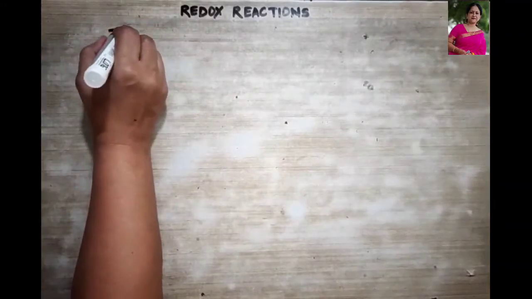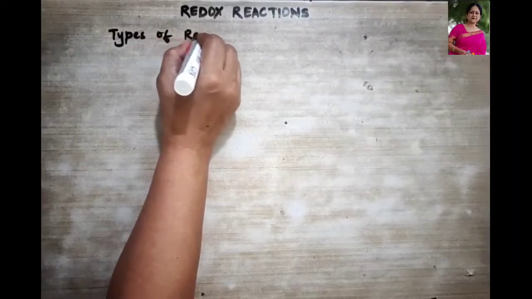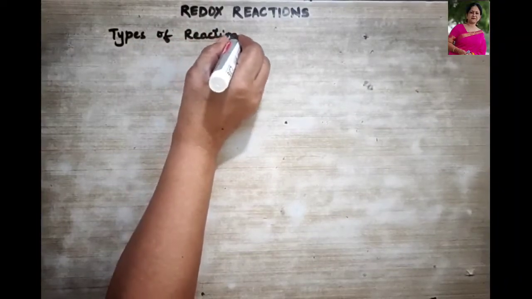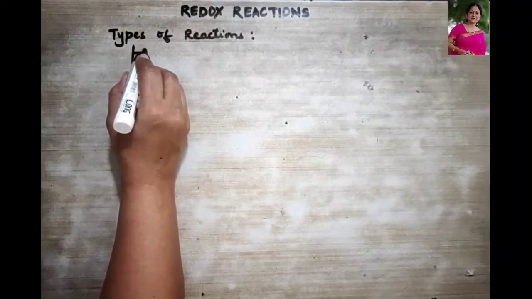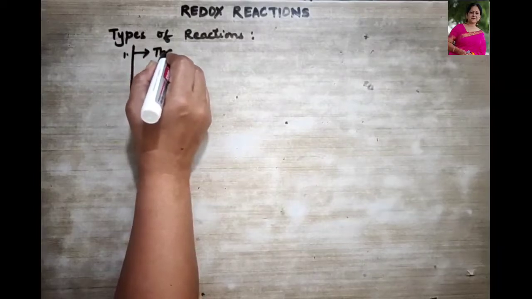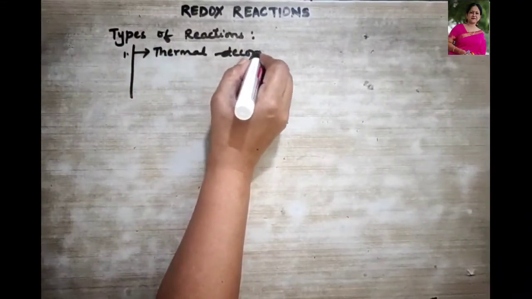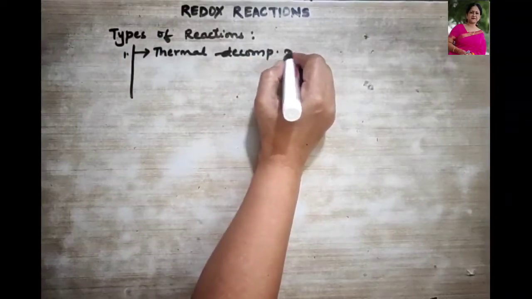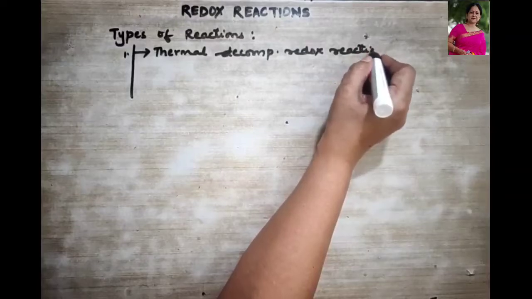So let us understand the different types of reactions. There are generally 4 types of reactions that we have to study. First one is thermal decomposition redox reaction.